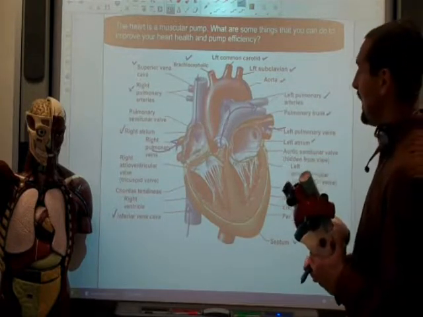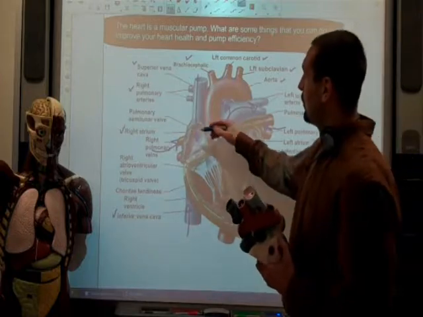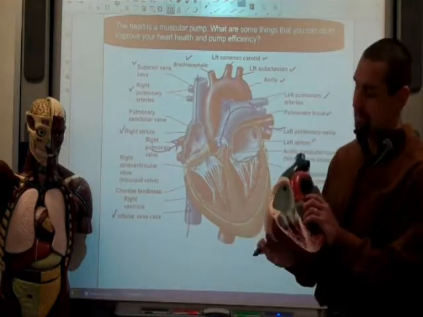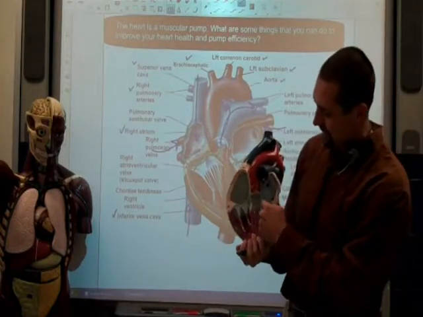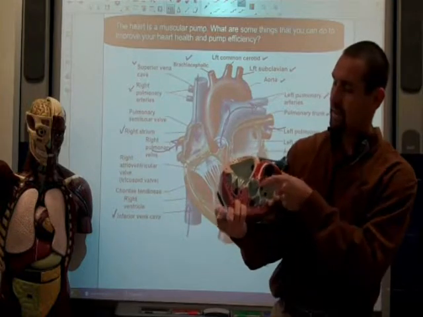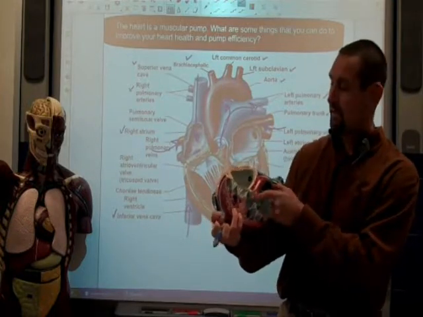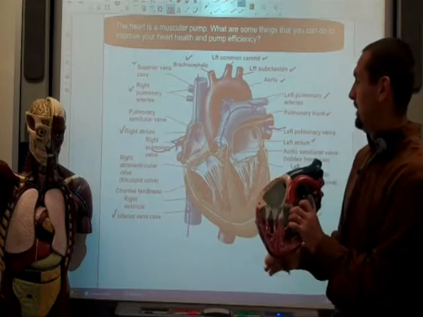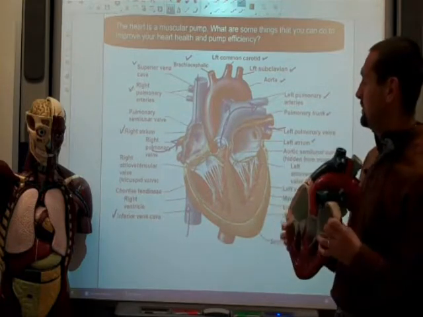And what's left is the valves. In order to go from one chamber to the next, the blood has to pass through a valve. So here's a valve, here's a valve. Then we have valves in the major arteries and veins. So there's a valve you can see in that heart model. So let's take a look at these major valves.